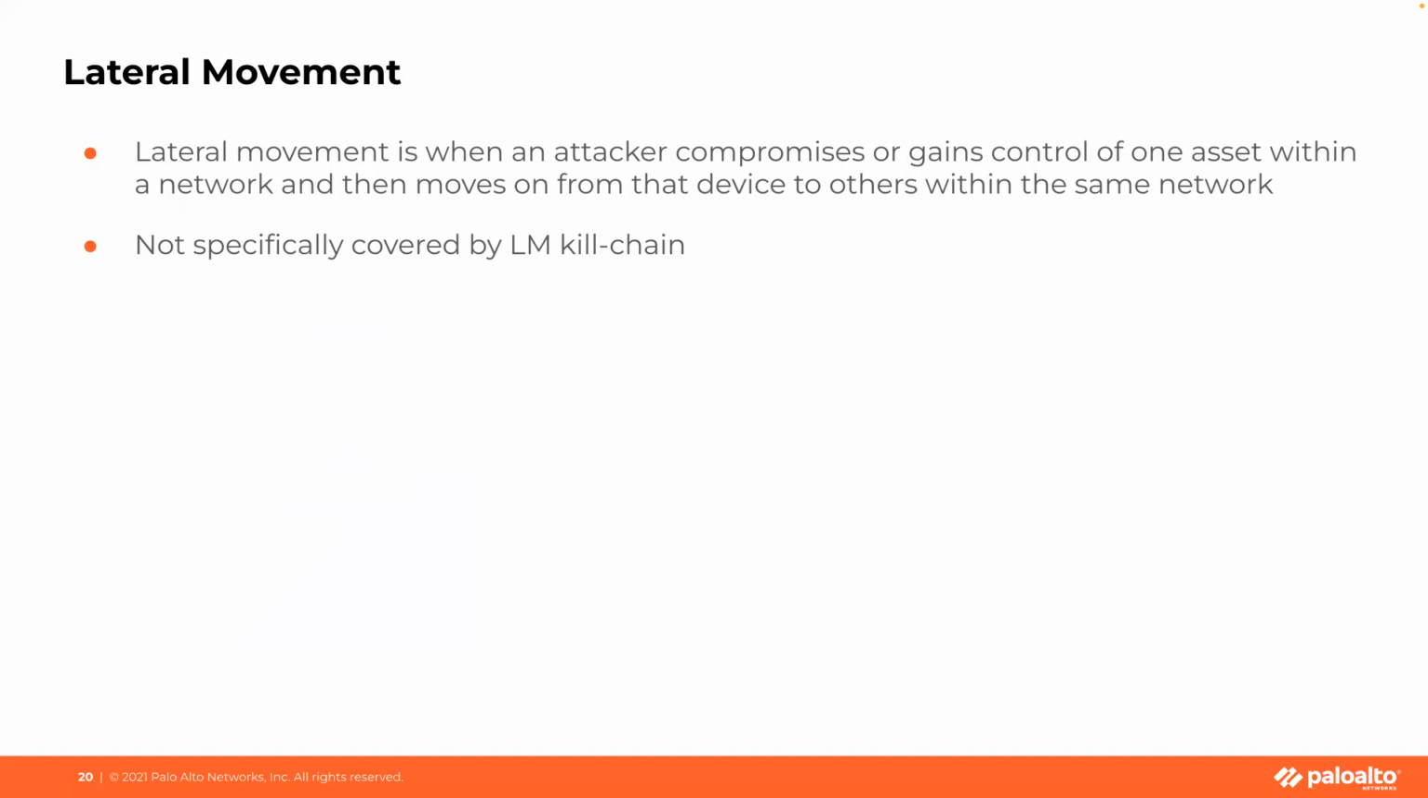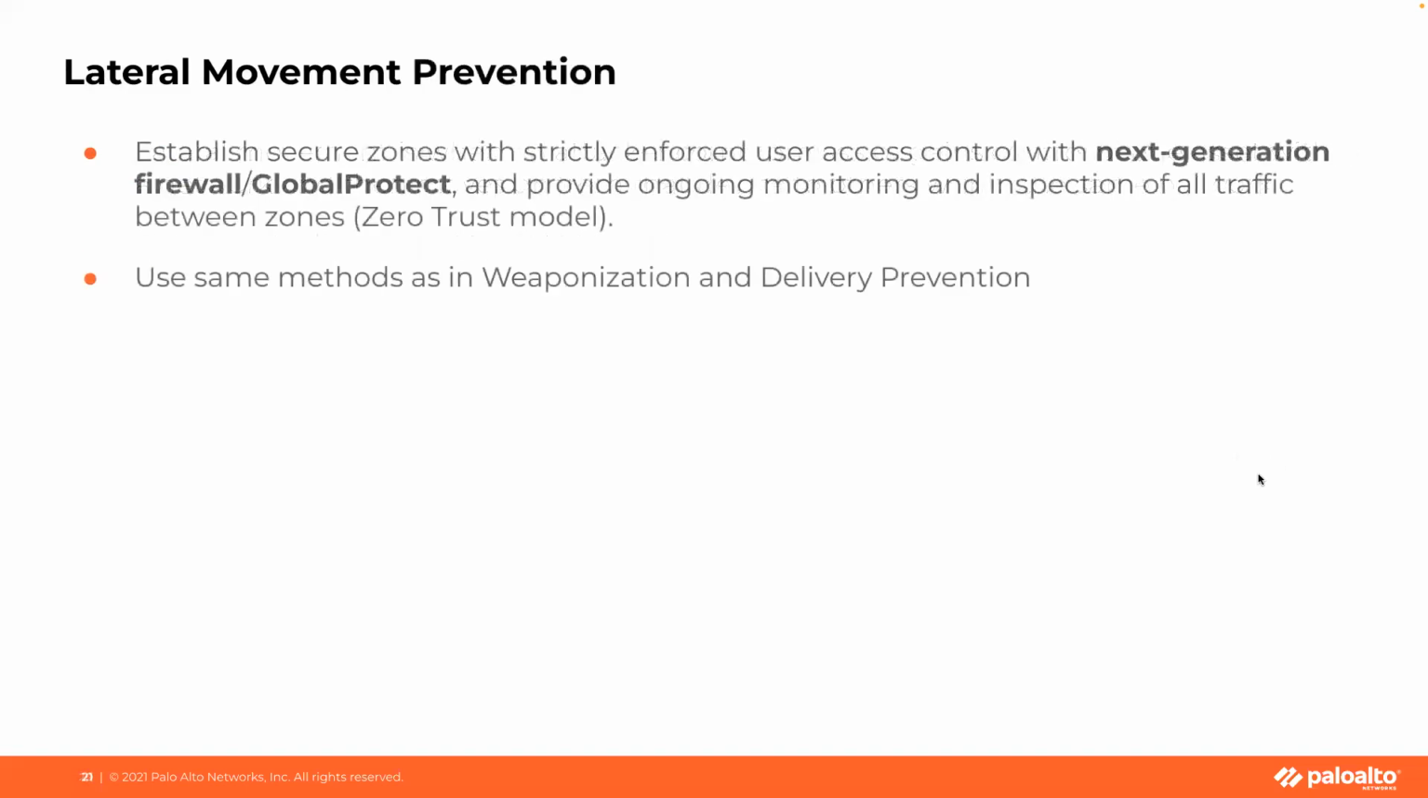And once you're inside of, say, a data center or an office, you can typically move more freely, because now the source of the attack, which would be the compromised endpoint, is typically considered trusted. This is not specifically covered by the Lockheed Martin kill chain, but it's still an important segment that's worth discussing. So what can we do to stop that? Zero trust really is the answer here.